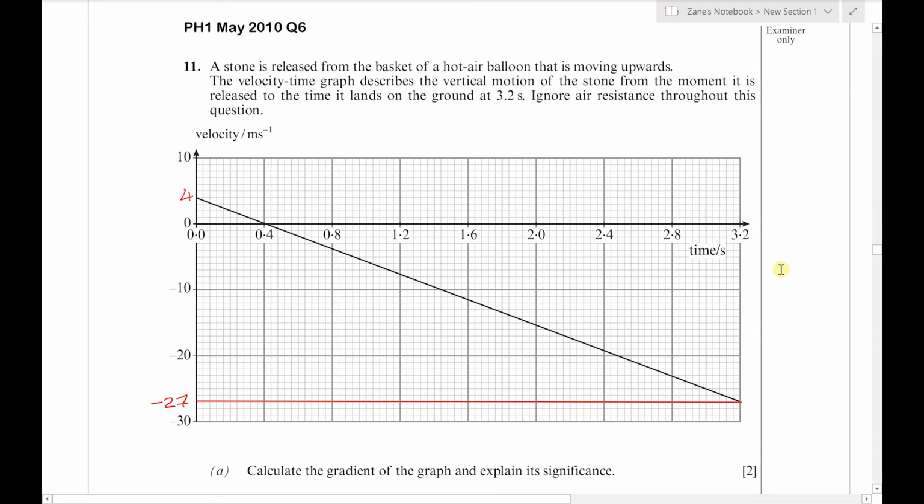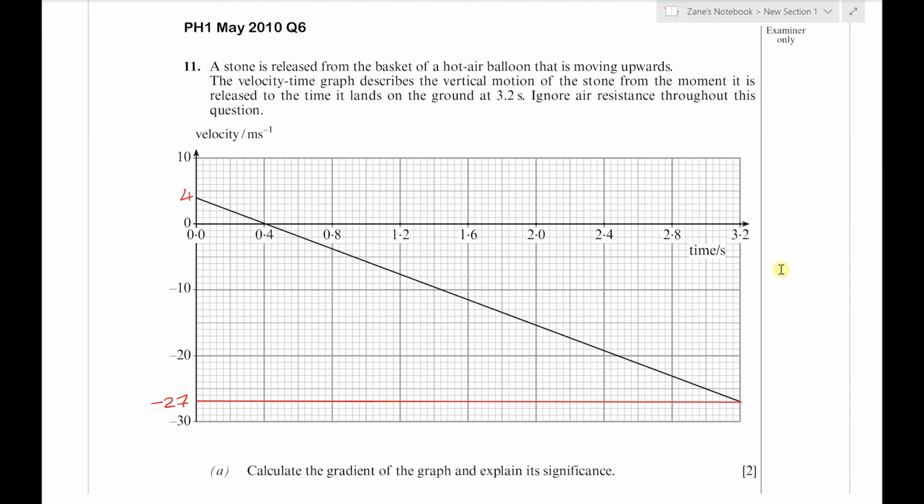This one was from May 2010 and it was question 6 on that paper, and it's basically a motion under gravity and a velocity time graph question. A stone's released from the basket of a hot air balloon, and this balloon is actually moving upwards, and that's an important point that we've got to remember.